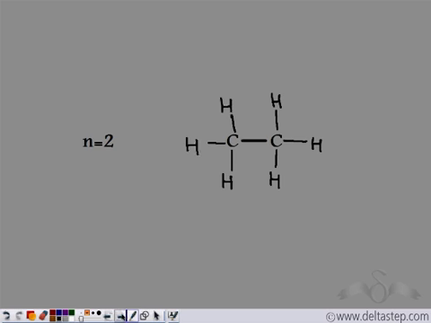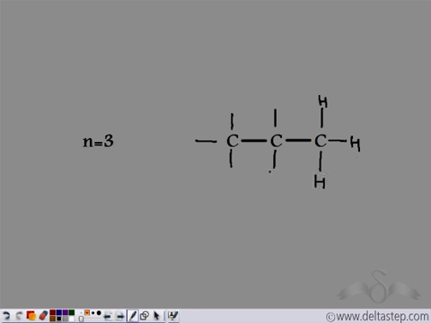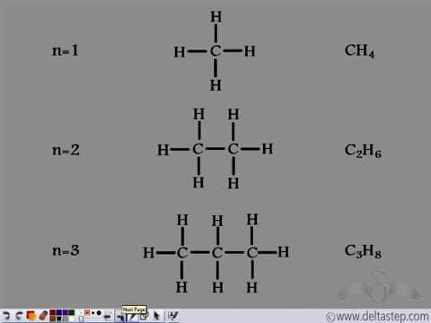Now let's take N is equal to 3. That is, there are 3 carbon atoms linked to each other by single covalent bonds. The other spaces are occupied by hydrogen atoms. These are the 3 alkanes that we get.